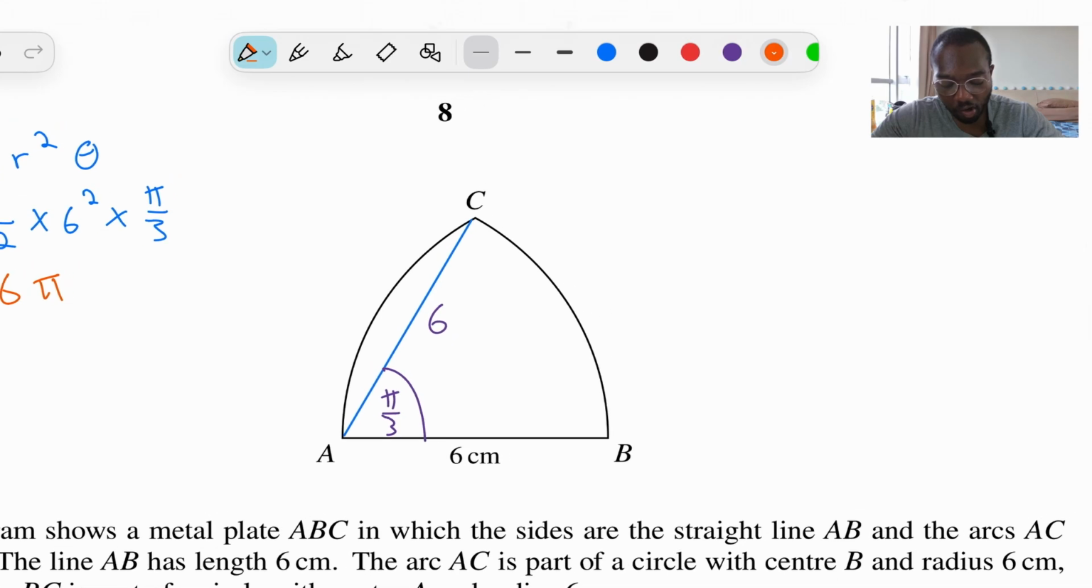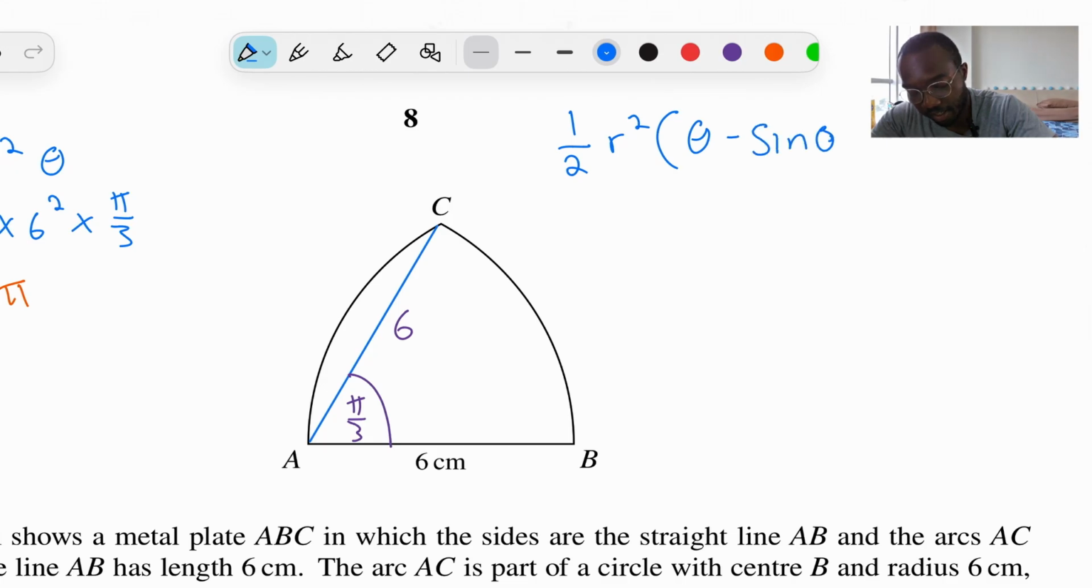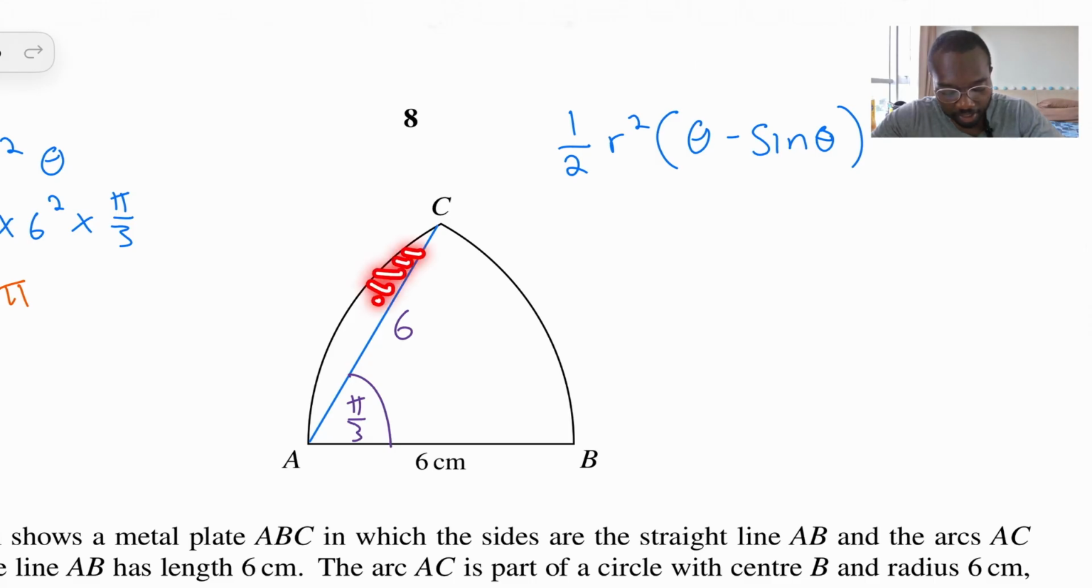Now we need to look at the area of the segment. There's actually a formula for the area of a segment. The formula is a half r squared, theta minus sine theta. And we can use that to work out the area of this segment here. We have all the information we need, because we have the radius. We know that it's still going to be 6. And we have the theta, we can just work that out.